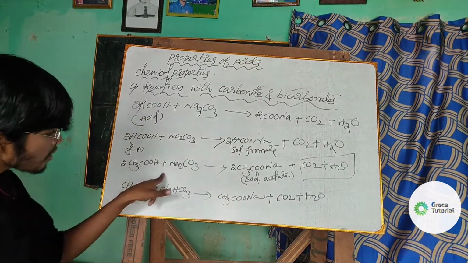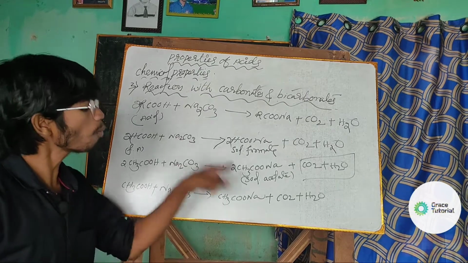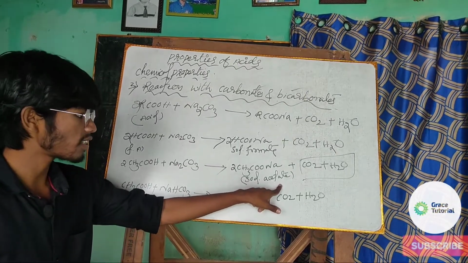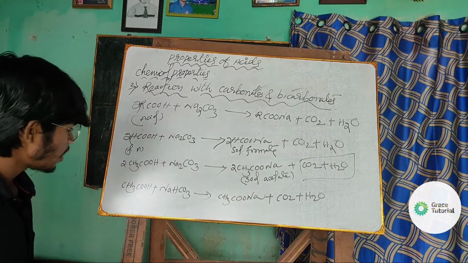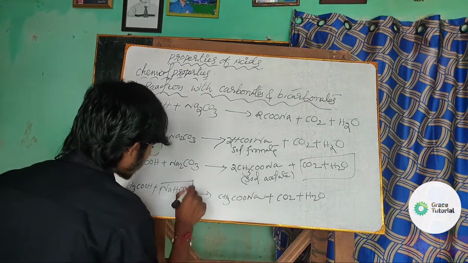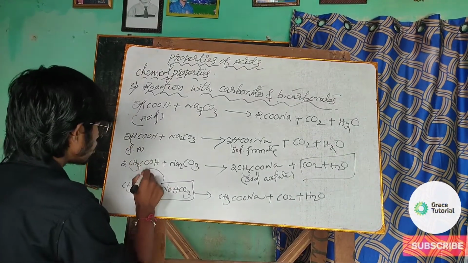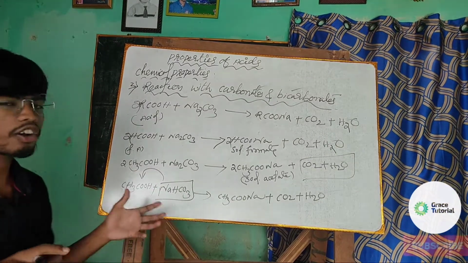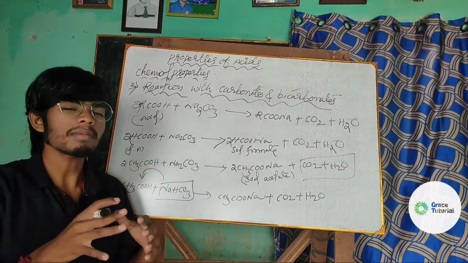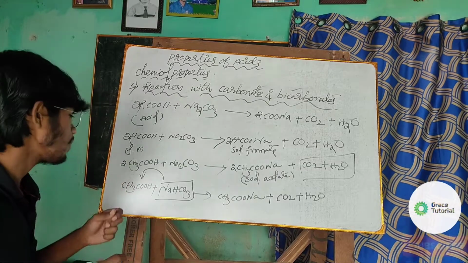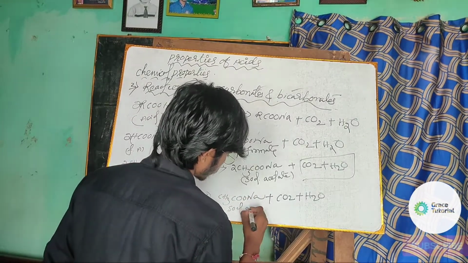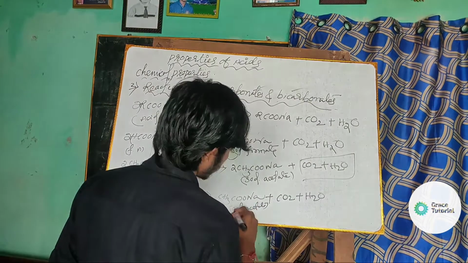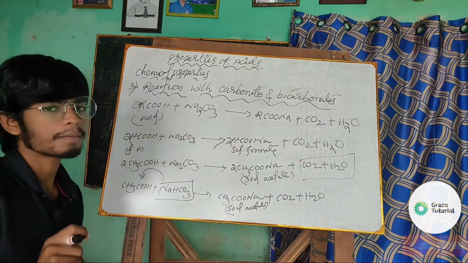But if the acetic acid reacts with sodium carbonate, then 2 molecules of sodium acetate result, with carbon dioxide and a water molecule, if 2 acetic acid molecules are taken. But if sodium bicarbonate is taken, then 2 molecules of acid are not necessary, and finally it gives sodium acetate plus carbon dioxide plus water.